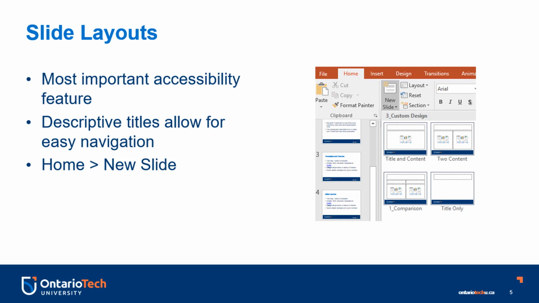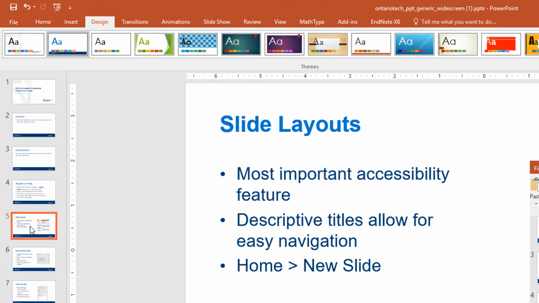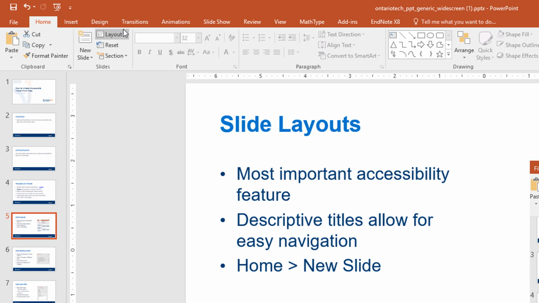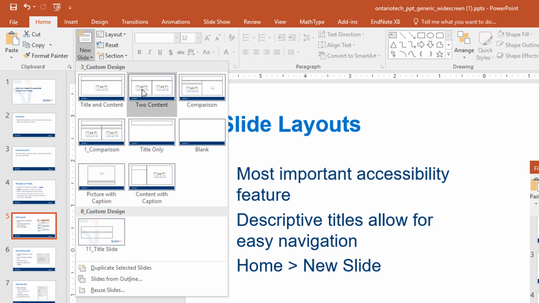The most important feature to consider when creating accessible PowerPoint files is the use of slide layouts. Most slide layouts include a slide title near the top of the slide. This title will be presented as a heading to screen reader users and will be the first item read on each slide. Ensure that each slide contains a descriptive title. This will allow for easy navigation through the presentation. To select one of the many slide layouts available, click on the Home tab, then select New Slide, then select the layout that best suits the information you would like to convey in the current slide.